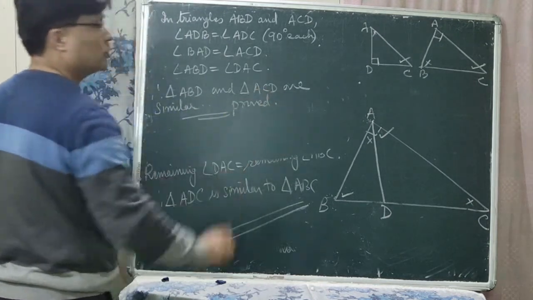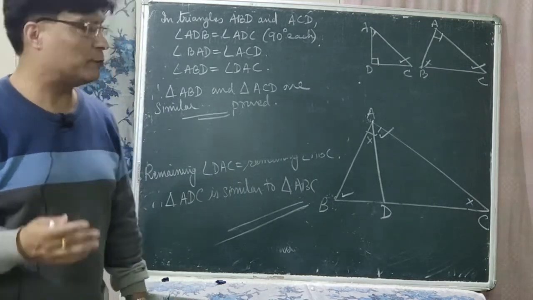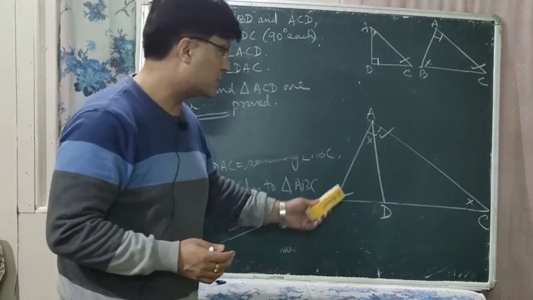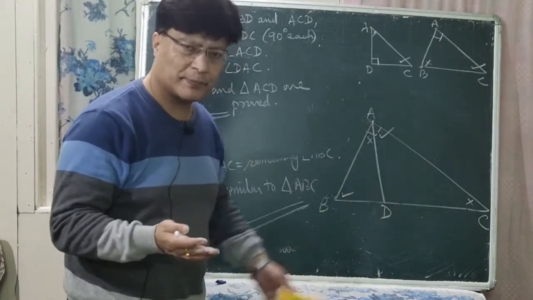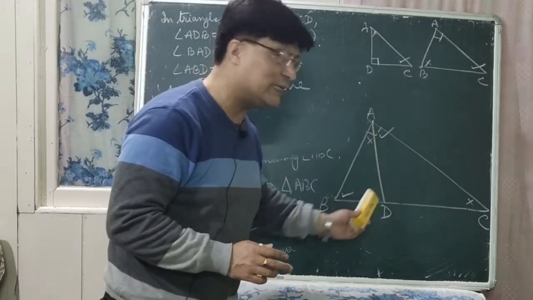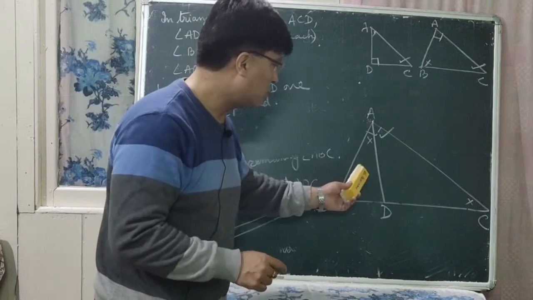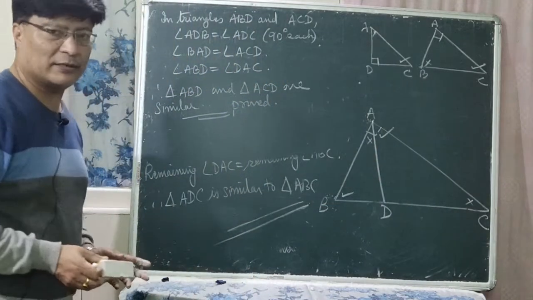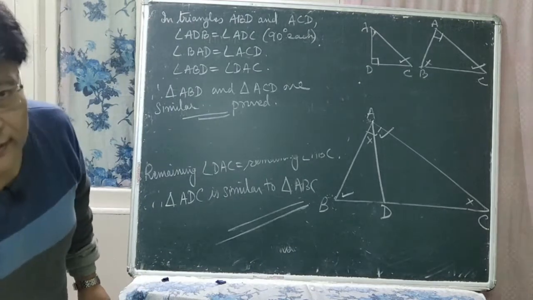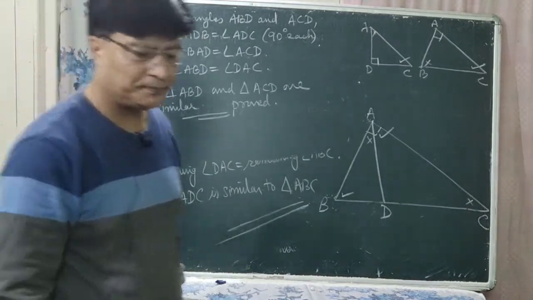Proved. So we have proved all the 3 points out here. That means we have proved that triangle ABD is similar to original triangle ABC, and number 2, triangle ACD is similar to original triangle ABC, and both triangle ABD and triangle ACD are also similar. Okay, so I think you have understood it. Now we'll do the next theorem.